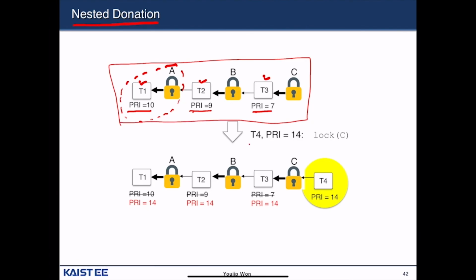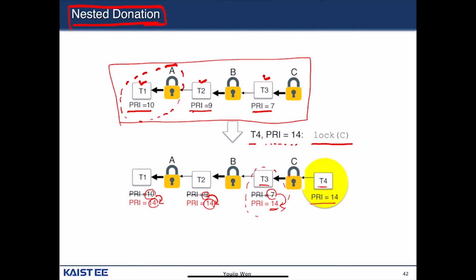What if there comes a thread 4 with priority 14, and it issues lock C? Thread 4 makes a request for lock C, and because of the priority donation, it will donate its priority to its lock holder T3, making the priority of T3 go from 7 to 14. However, here T3 again donates its priority to its lock holder, so the priority of T2 is updated from 9 to 14. Again, T2 donates priority 14 to its lock holder, so the priority of T1 is updated from 10 to 14. This is called nested donation.